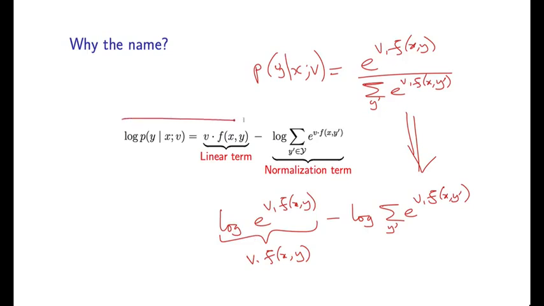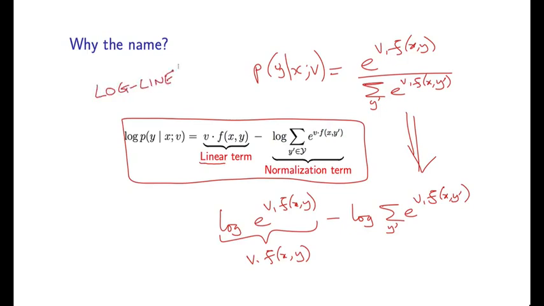And so what we end up with is this log probability being two terms. Here we have the inner product between v and f applied to x and y, where x and y are the elements we're interested in. And here we have the log of this normalization constant. And so this is a linear term. That's why we call these things log linear models, because we end up with something which has a linear term as this first term. This normalization term is a function of x and so doesn't depend on y. That's the second term in this expression.